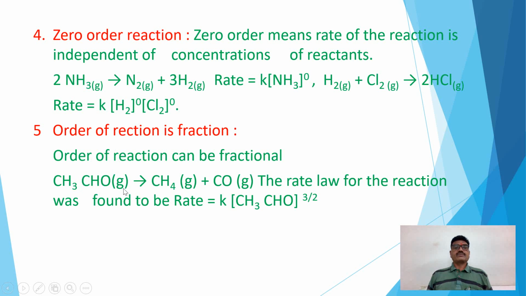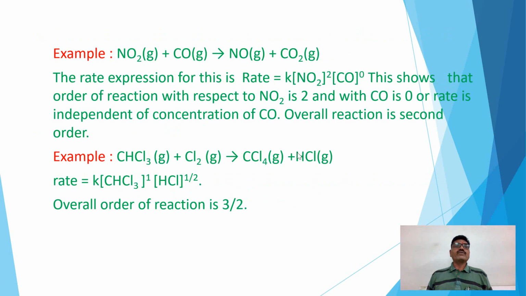Acetaldehyde, when decomposed, gives methane gas plus carbon monoxide gas. The rate law for the reaction was found to be: rate is equal to the molar concentration of acetaldehyde raised to the power 3 by 2. So that is a fraction. The rate of this reaction depends on the concentration of acetaldehyde raised to the power 3 by 2. In this way there are various types of order of reaction.